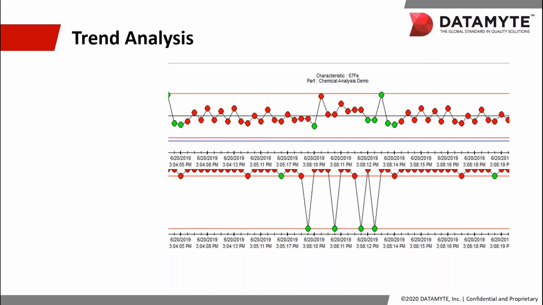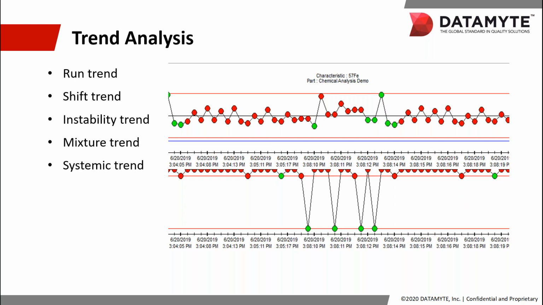This chart also supports trend detection. Trend conditions for characteristics are defined using DataMetrics Setup Editor. Trend types include a run trend, which occurs when a predefined number of consecutive subgroups fall into an ascending or descending pattern. A shift trend is when a predefined number of consecutive subgroups fall on one side of the center line. The default shift trend is 7 consecutive subgroups.